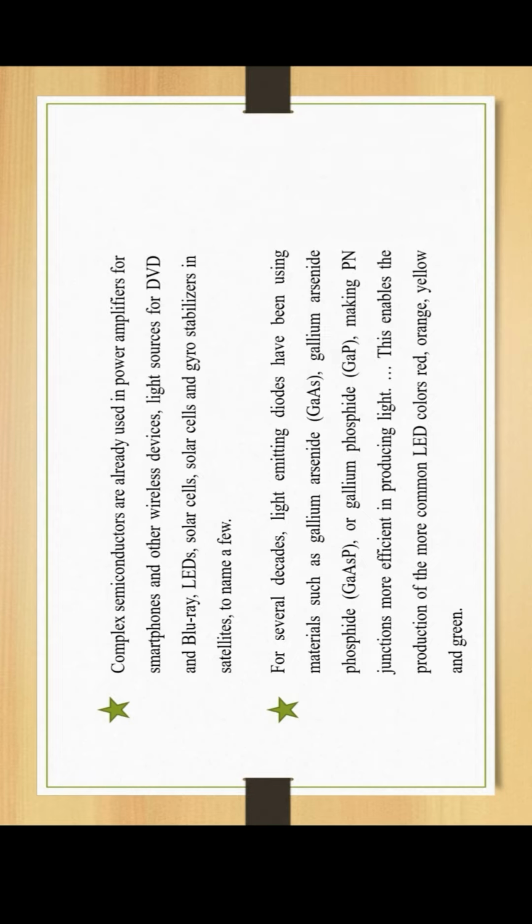For several decades, light-emitting diodes have been using materials such as gallium arsenide phosphide or gallium phosphide, making the PN junction more efficient in producing light. They enable the production of the more common LED colors: red, orange, yellow, and green.